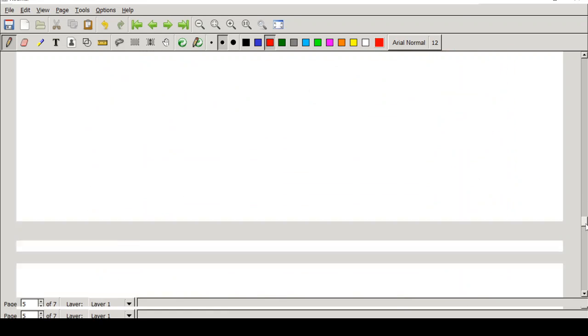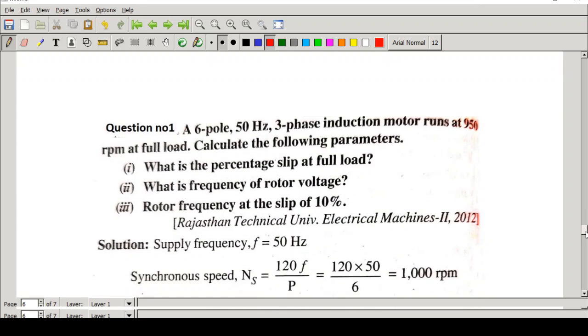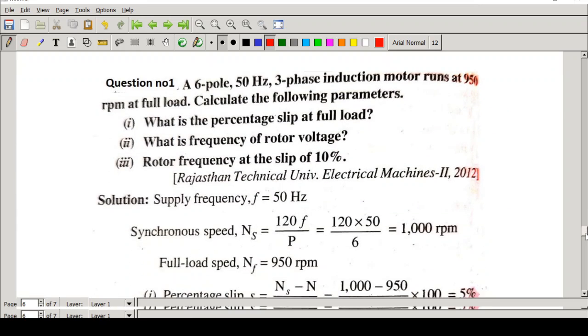Okay, now there is one problem which we can do based on this. That is, we will try to do this also. A 6-pole 50 Hz 3-phase induction motor runs at 950 RPM at full load. Calculate the following parameters. What is the percentage slip? What is the frequency of rotor voltage? Rotor frequency at the slip of 10%. Now the frequency is given. F is 50 Hz, so you can easily find the synchronous speed, 120 F by P. P is also given, 6 poles.